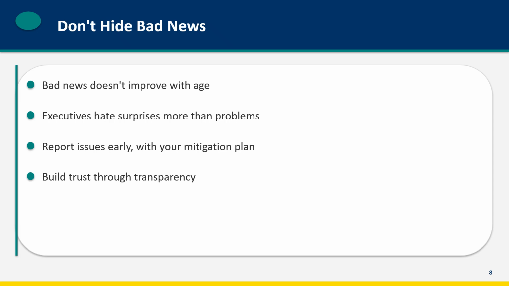A critical principle: don't hide bad news. Bad news doesn't improve with age. The issue you hide today becomes the crisis you can't hide tomorrow. Executives hate surprises more than they hate problems. A problem reported early can be addressed. A surprise discovered late destroys trust. Report issues early, but always include your mitigation plan. Here's the problem. Here's what I'm doing about it. Here's what I need from you. Build trust through transparency. Leaders who get honest status reports reward honesty. Leaders who punish the messenger get lied to.